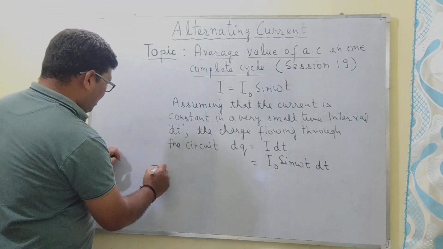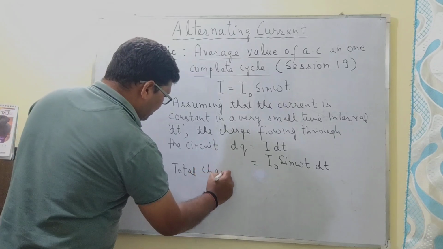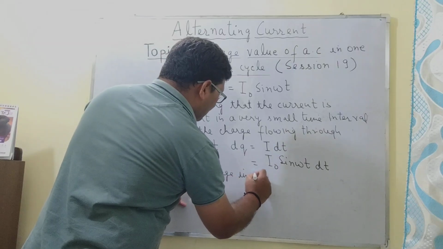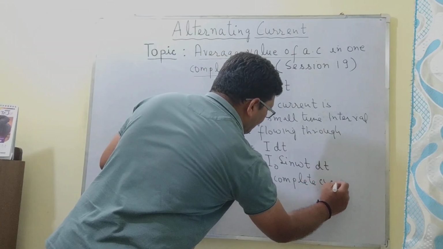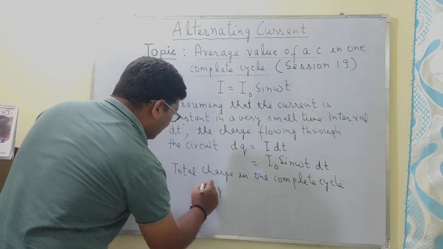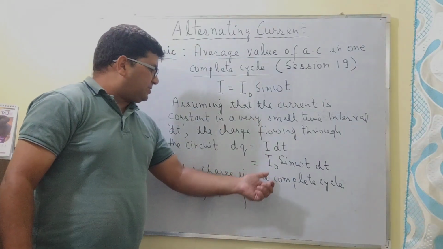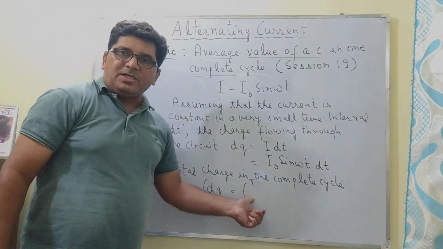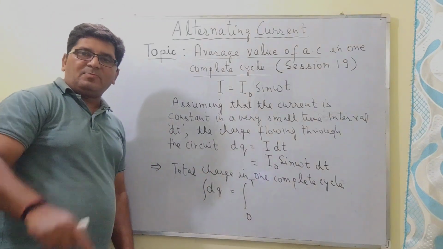So the total charge through the circuit in one complete cycle will be given by integrating this equation within the limits of 0 and T. Here T is the time period of the alternating current. Time period is the time taken to complete one complete cycle.